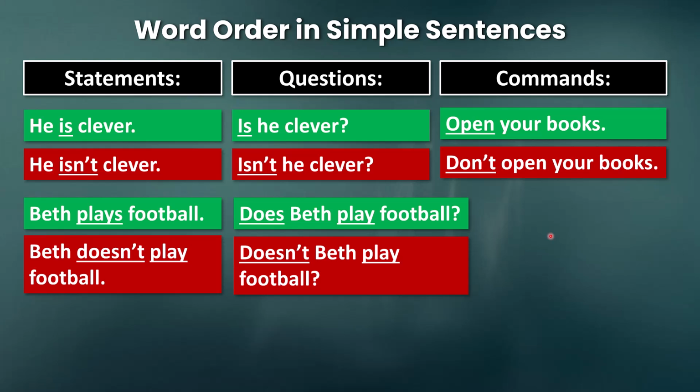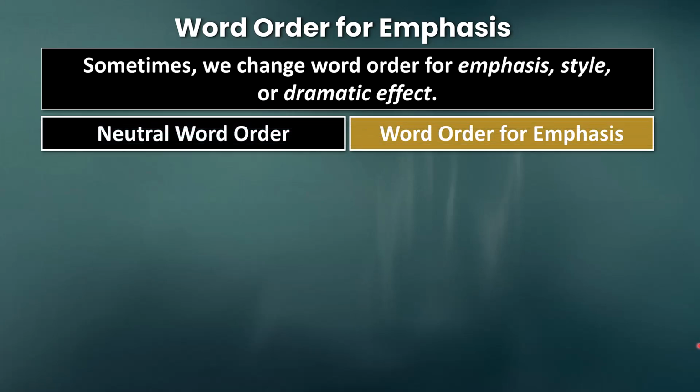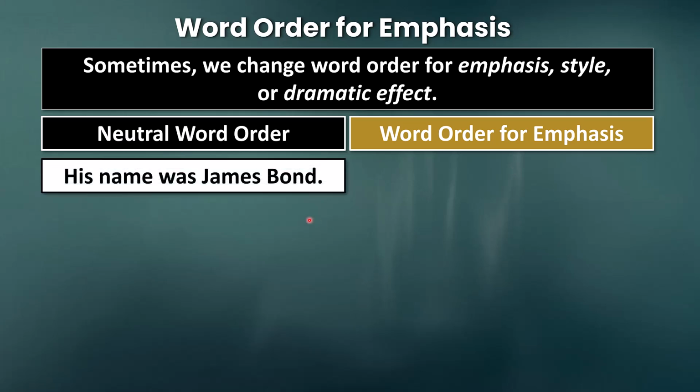Don't talk during class. Okay, so now let's talk about word order for emphasis. So sometimes in English, we change word order for emphasis, style, or dramatic effect. So we're going to look at the neutral word order versus word order for emphasis. His name was James Bond. This is a standard sentence. We have the subject, his name, and the predicate.